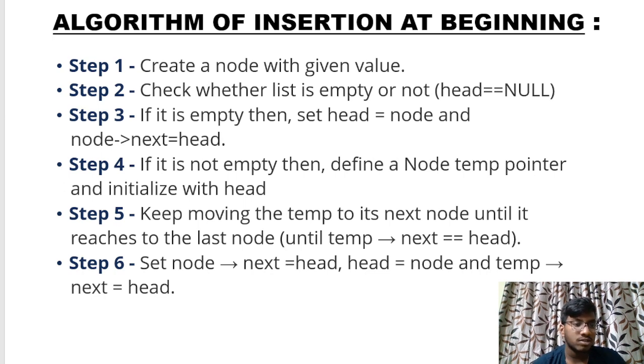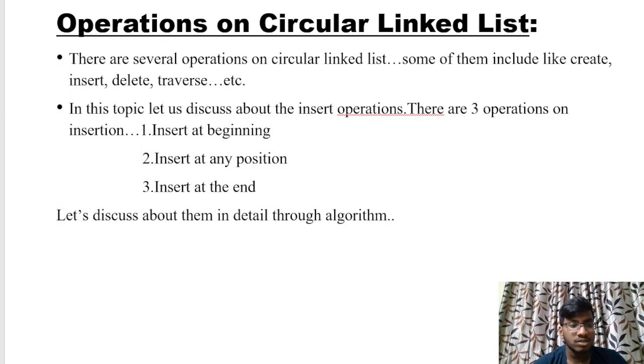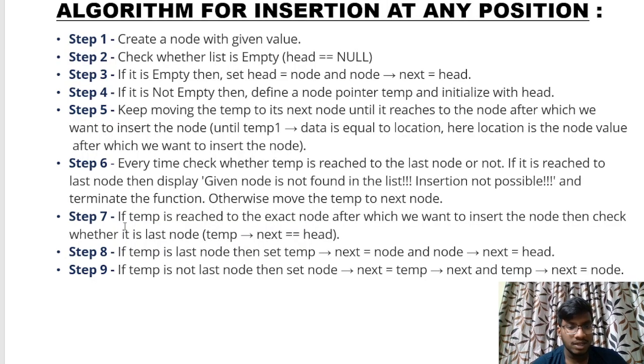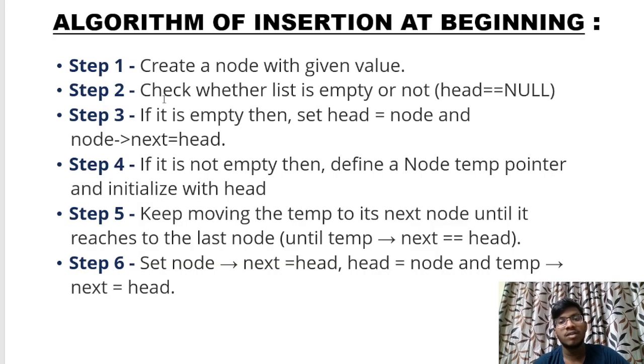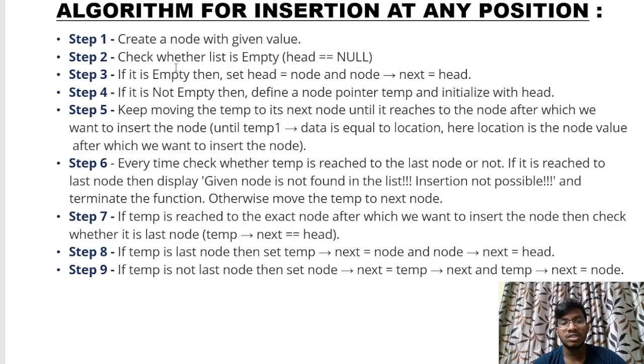So this is about insertion at beginning, and let's see what is insertion at any position. There are some steps to perform insertion at any position. As the first 3 and 4 steps are very easy, step 1 follows: we need to create a node with a given value. Step 2 follows: check whether the list is empty or not, as we have already done at the beginning. So create a node using a malloc function and check whether the list is empty.